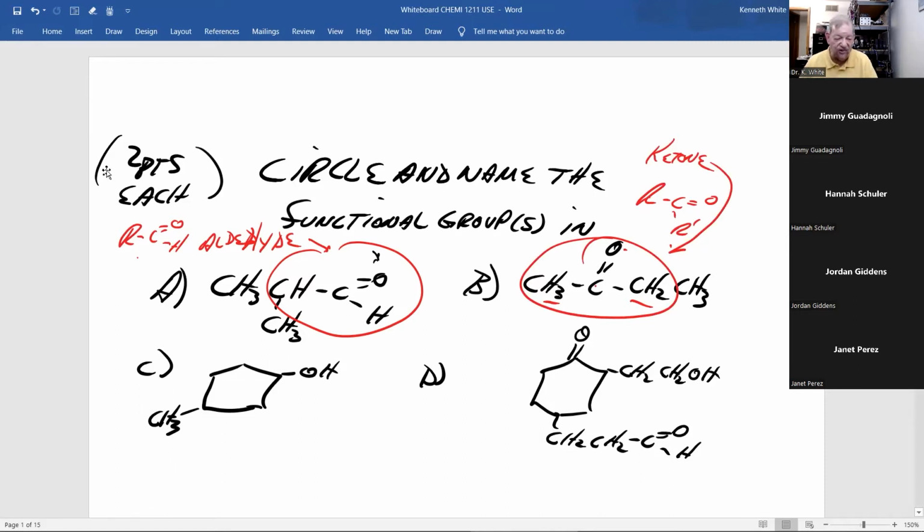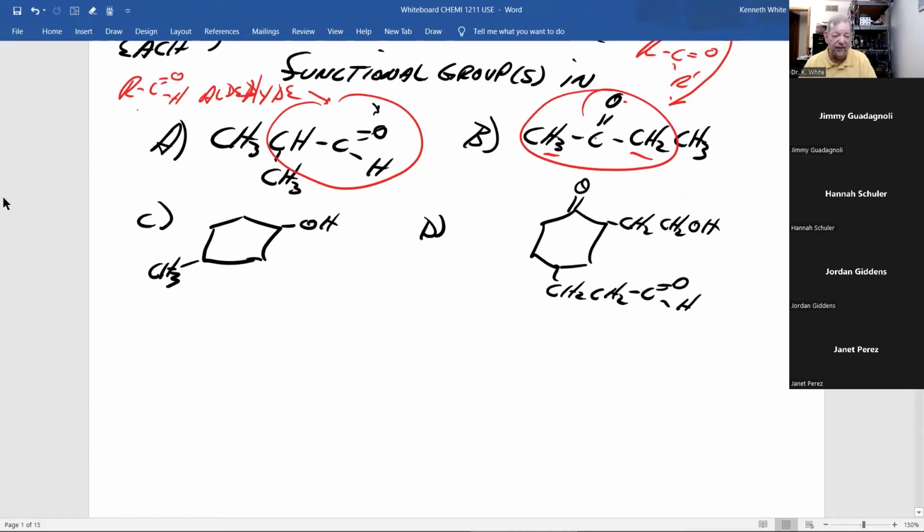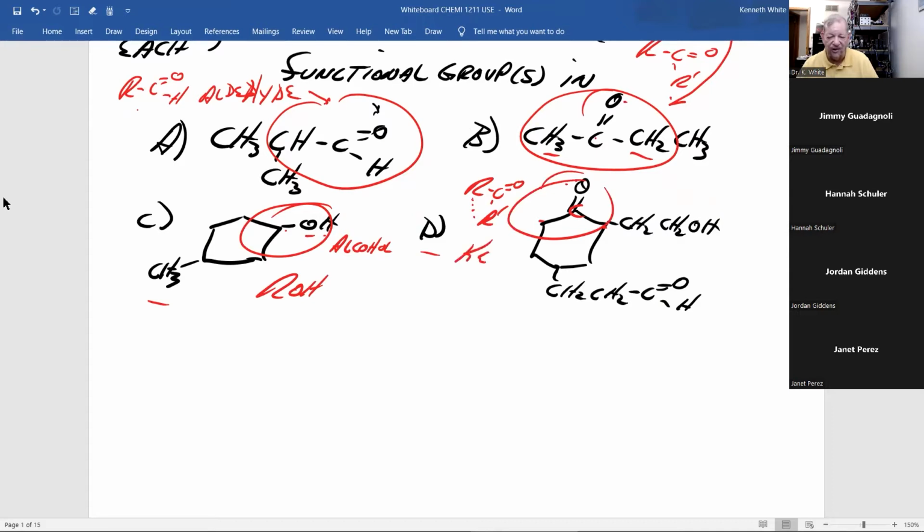Now let's look at C. Ooh, what's different? Nope, not that. That's a methyl group. It's a group, but it's not a functional group. Ooh, oxygen, hydrogen, and a carbon. And what is that? An alcohol. And now if we go to D, look for what's different. Ooh, an oxygen here to this carbon, carbons here and here. This is, and it so happens the R and R prime are connected in a ring. This right here is a ketone.